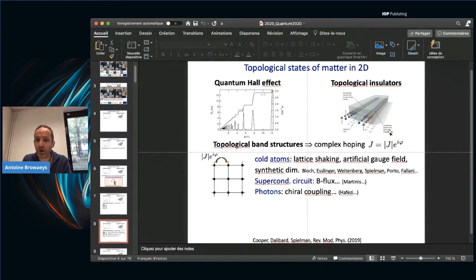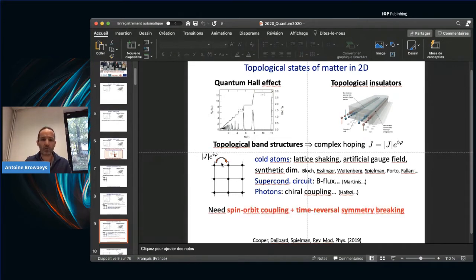Many platforms are implementing that. For example, cold atoms in optical lattices, and we will probably hear about that in the talk of Monica just after this one, by shaking the lattice, by implementing artificial gauge fields, by increasing the number of dimensions, going to synthetic dimensions. Other platforms such as superconducting circuits could also implement that, and then they tune this phase, which is an Aharonov-Bohm phase in this case, by varying the flux through this plaquette. Photons have also been used to engineer some kind of chiral coupling. Usually, at the heart of all this, you need some kind of spin-orbit coupling and some time reversal symmetry breaking.